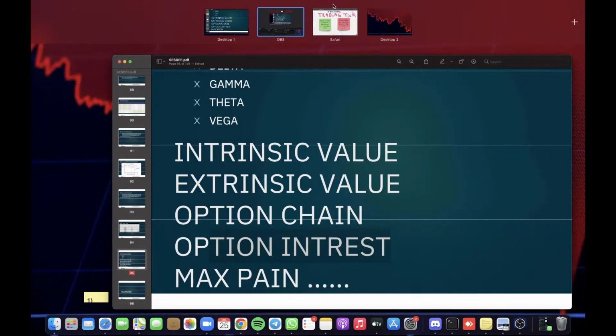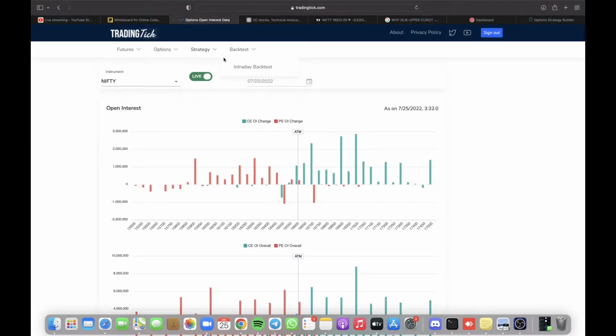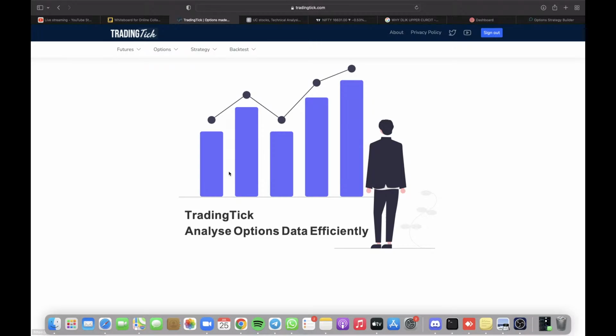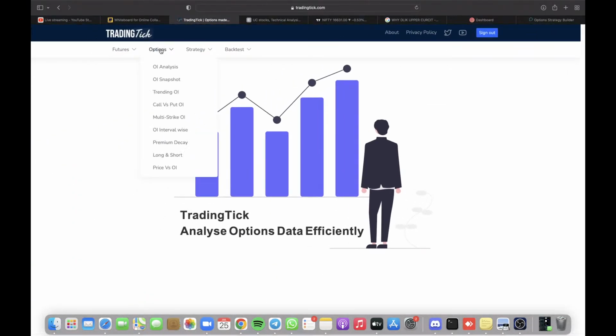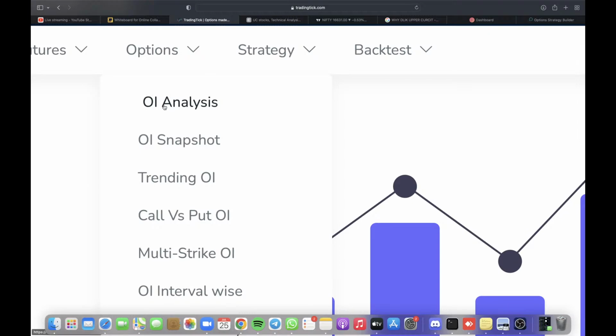Check this out. If you want to read this open interest data, first you have to go to this website known as Trading Tick. You just need to log in from here. Okay, you can just log in. Now you come to options, and this is known as options OI analysis. Is it visible clearly, everyone? Please tell me.